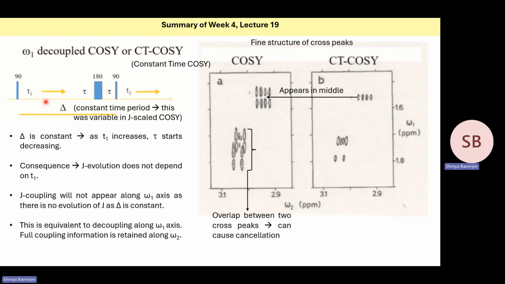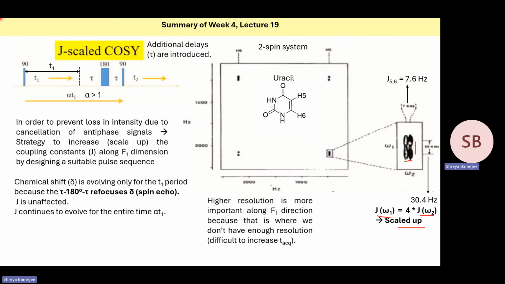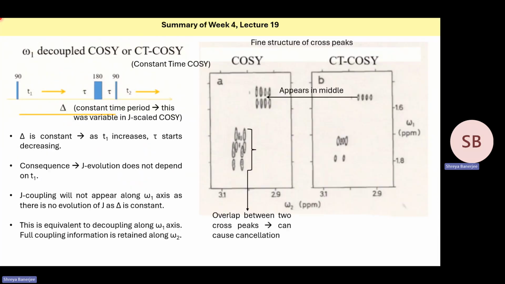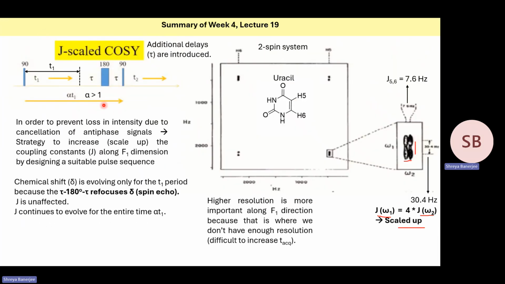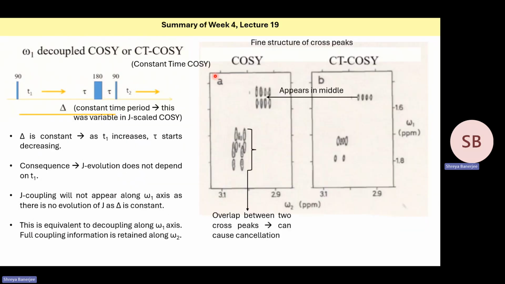Here the pulse sequence is similar to the J-scaled COSY, except here it was alpha T1. So with the variation of T1, the alpha T1 was changing, and so you could collect multiple FIDs and get the 2D spectra. But in this case, the total time from the first 90 to the final 90 degree is a constant time period delta.